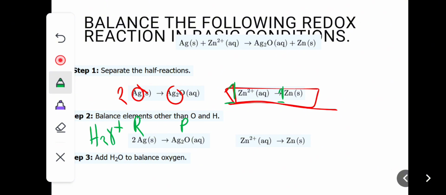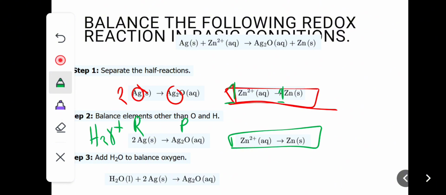Since we only need 1 oxygen, we only add 1 water because 1 water contributes 1 oxygen. If we needed 2 oxygens, we would have added 2 waters like that. But here we only need 1 oxygen, so we're only adding 1 water. So we're going to have it like that, and this is going to be the reaction. But on the zinc side, zinc does not have any oxygen to balance, so we're not going to balance anything. We're just going to write it like that. And these are our first 3 steps. So keep it here. Let's go to the next step.